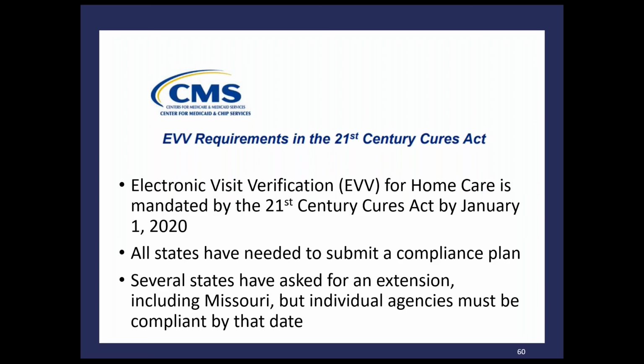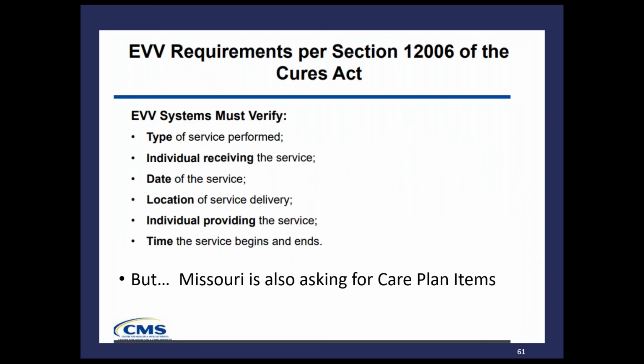I mean, as an individual agency, you could be audited for EVV, but the states need to collect and review that information, and have asked for delays on that. So really, this is from the EVV law, except for this last bullet. What EVV needs is you need to know what was the type of service, who's receiving the service, what was the date, location, the individual providing the service, and the time.